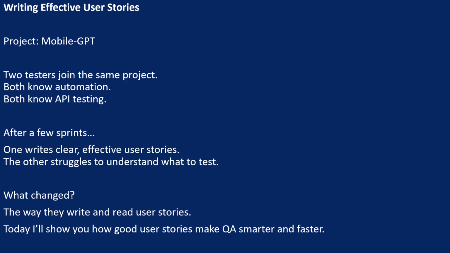Let's suppose two testers join the same project. Both know automation, both know API testing. After a few sprints, one writes clear, effective user stories, the other struggles to understand what to test. What changed? The way they write and read user stories. Today I am going to show you how good user stories make QA smarter and faster.